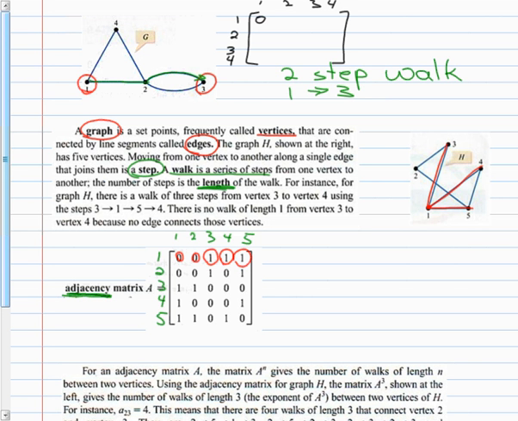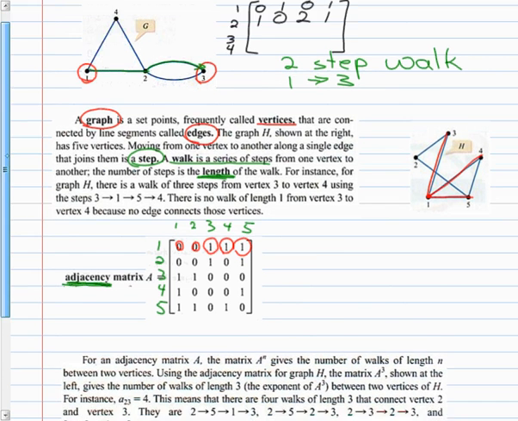1 to 1 is 0. 1 to 2, there's 1 way. 1 to 3, that's a 0. There's not a direct edge. 1 to 4, there's 1. Now if I start at 2 and I say, okay, 2 back to 1, there's 1. 2 to 2, that's a 0. 2 to 3, that's a 2. There's your first example of something bigger. There's 2 direct paths, 1, 2, that I can get there. And then 2 to 4, there's 1, etc. So that's called an adjacency matrix.